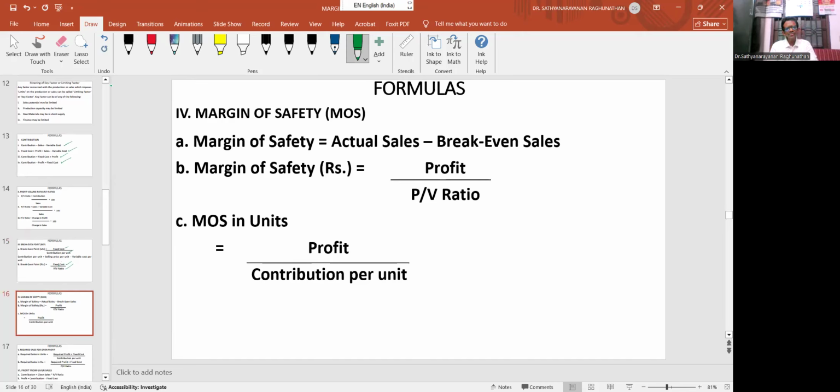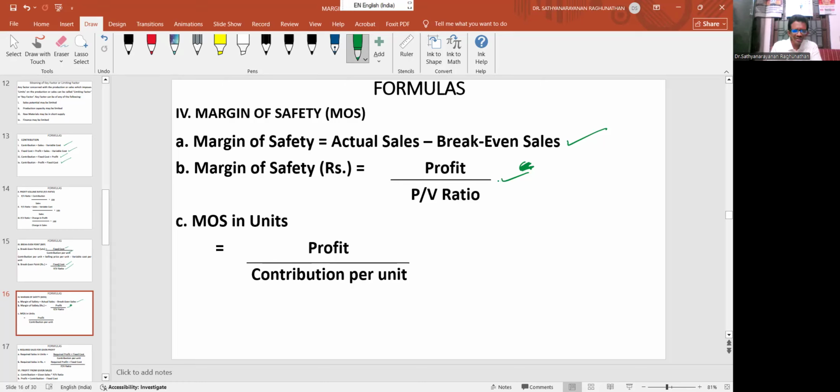The next one, margin of safety. There are three different formulas that you can apply for finding out the margin of safety. The first formula here is actual sales minus break-even sales. The second formula for margin of safety is profit divided by PV ratio. For break-even point in rupees, fixed cost will be coming in the numerator, whereas for margin of safety, profit will be coming in the place of fixed cost.